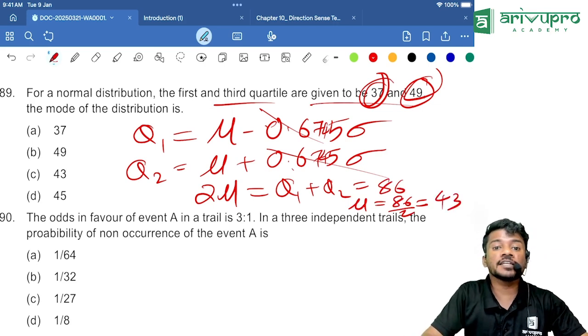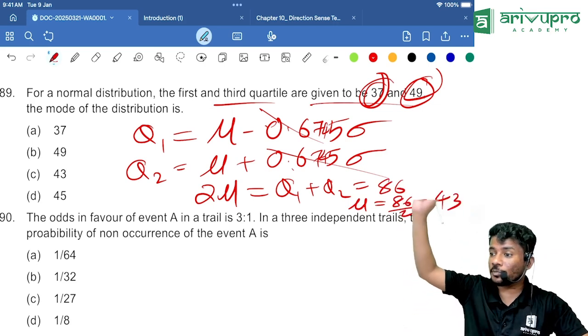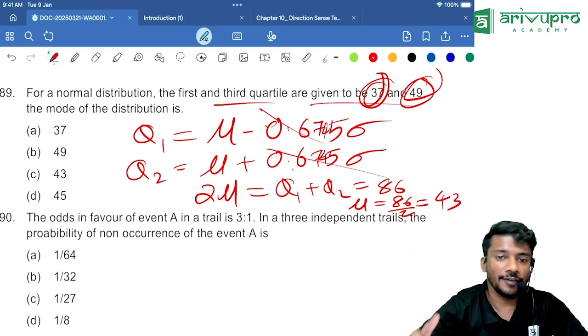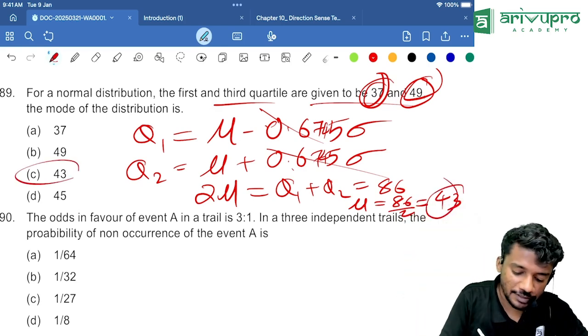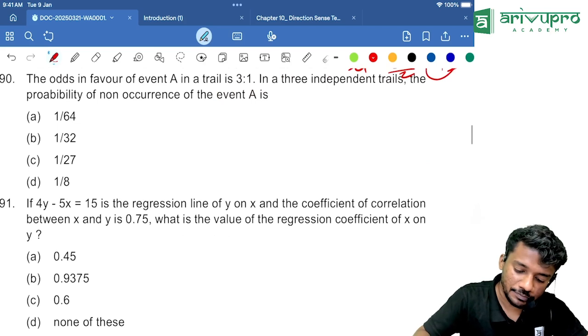43. Now, normal distribution. Do you remember? Mean is equal to mode is equal to median. Everything is the same. So what is the answer? 43.